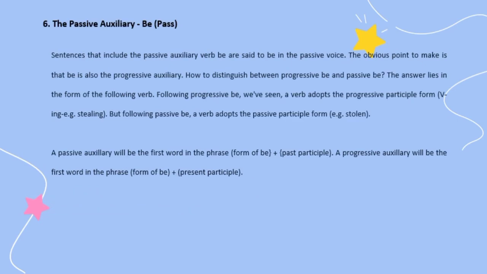Number 6 is the passive auxiliary. Sentences that include the passive auxiliary verb be are said to be in the passive voice. The obvious point to make is that be is also the progressive auxiliary. How to distinguish between progressive be and passive be? The answer lies in the form of the following verb. Following progressive be, as we have seen, a verb adopts the progressive participle form. But following passive be, a verb adopts the passive participle form.